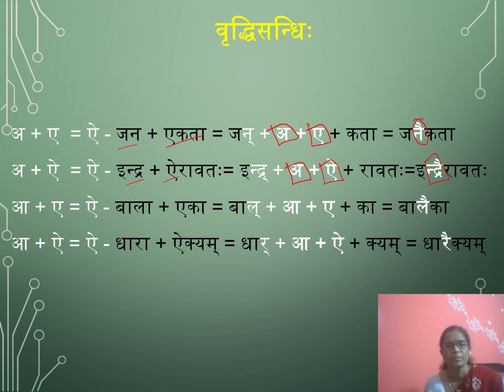Then Bala. First word ended with A. Eka, second word started with A. So Bala plus Eka, in that A plus A combination, then we are getting Balaika. I. Okay. Next Dhara. In that last letter A. Aikyam, in that first word letter I. A plus I, Dharaikyam. Okay. So here A plus A or A plus I, we are getting only I. Understood? Yeah.